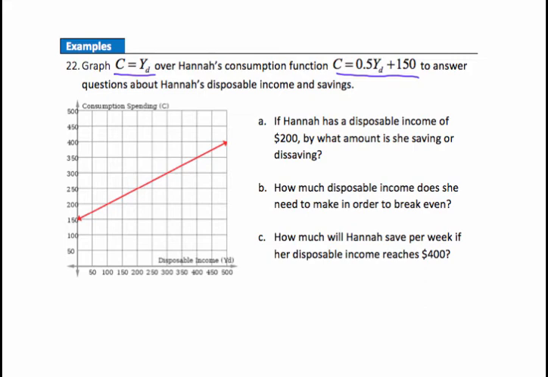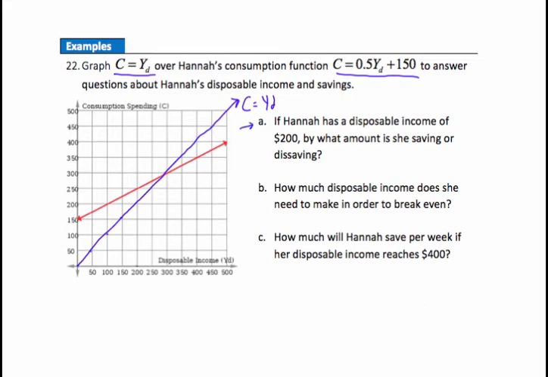So remember, this thing is, you're spending exactly as much as you have. So at 0, you're spending 0, 50, 50, 100, so on and so forth. So I can graph this line going right up this 45-degree angle there. So there's the graph of the line C equals your disposable income, spending exactly as much as you earn.